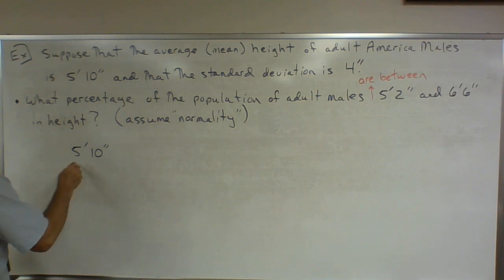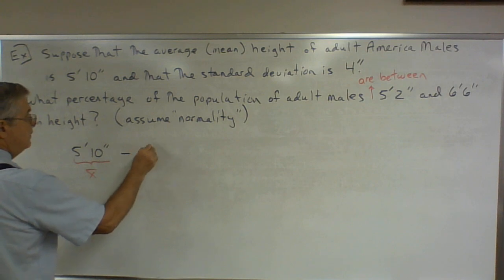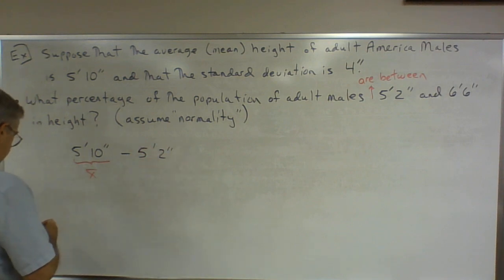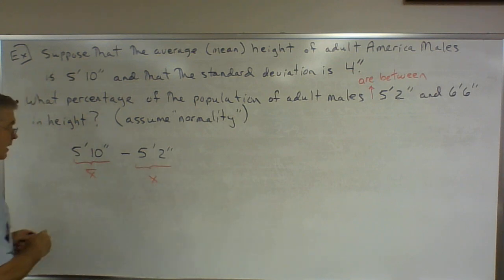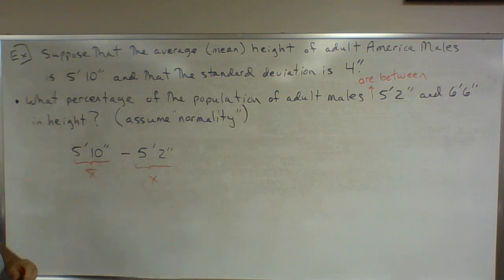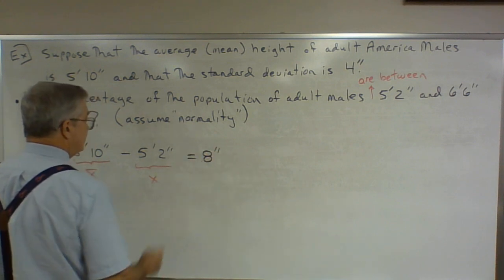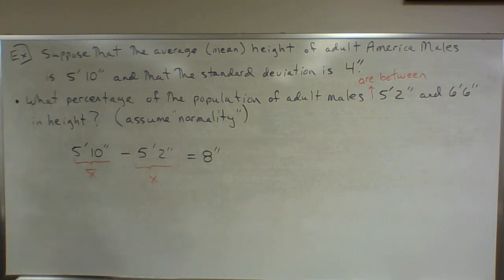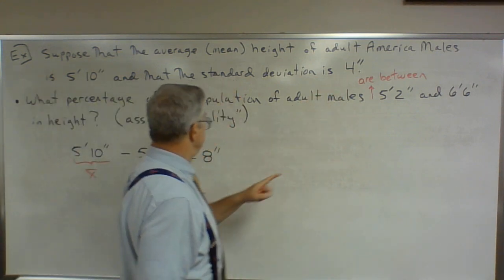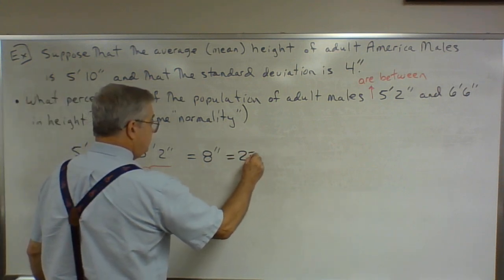So this is our mean, and we'll call it X bar, minus 5'2". Well, 5 feet minus 5 feet is 0. 10 inches minus 2 inches is 8 inches. Now, in terms of standard deviations, what is this? Standard deviation is 4 inches. So the difference of these is 2 standard deviations.